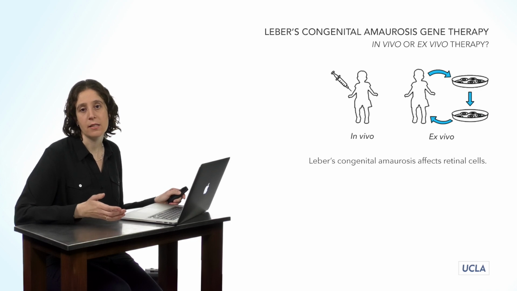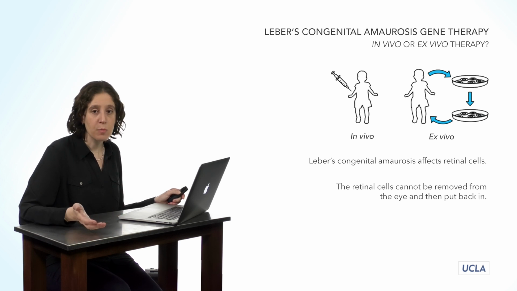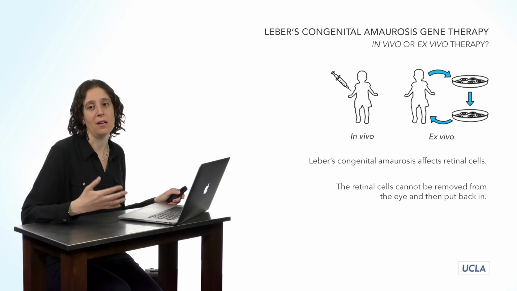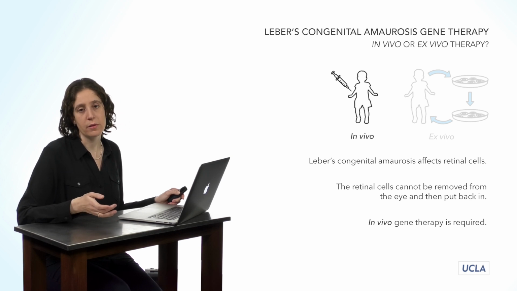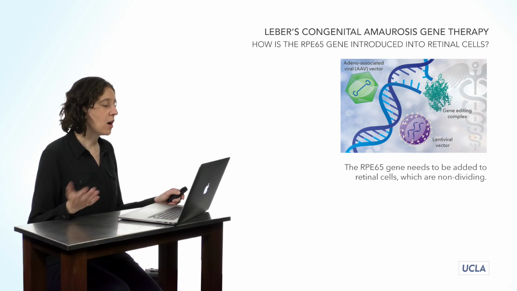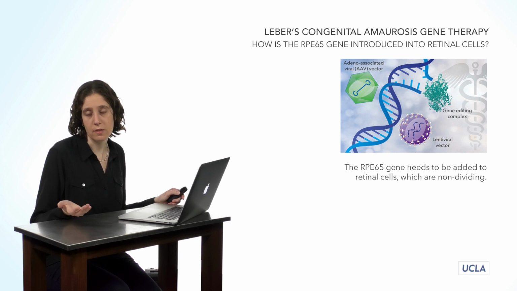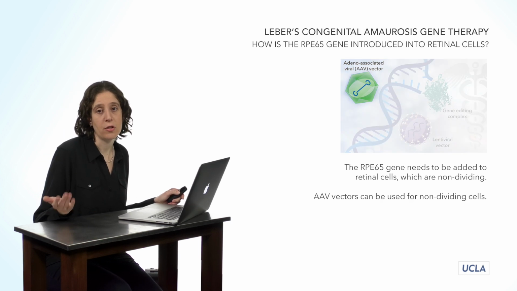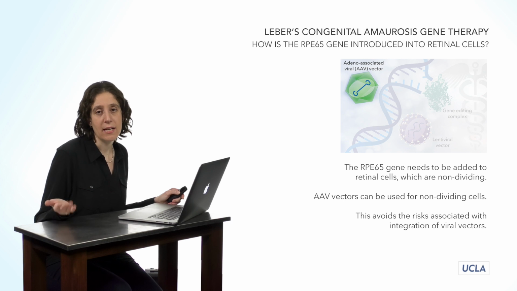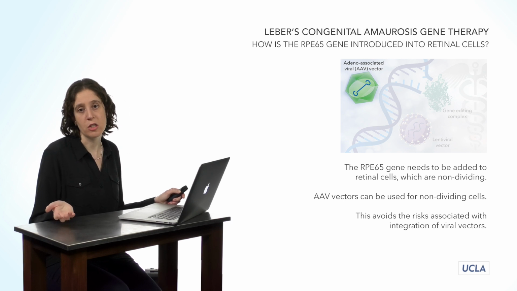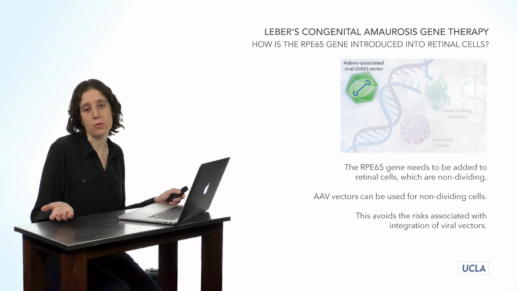Now let's think about whether in vivo or ex vivo therapy is most appropriate for Leber's congenital amaurosis. In this case, the disease affects the retinal cells. And unlike bone marrow cells or blood cells, retinal cells cannot be removed from the eye and then put back in. So in this case, in vivo gene therapy is required. The next question is how the RPE65 gene can be introduced into the retinal cells. Well, the RPE65 gene needs to be added to retinal cells, which are non-dividing cells. So an AAV vector can be used in this case to introduce RPE65 into the retinal cells. By using an AAV vector, you avoid the risks associated with integration of viral vectors. So an AAV vector would make the most sense in this case.